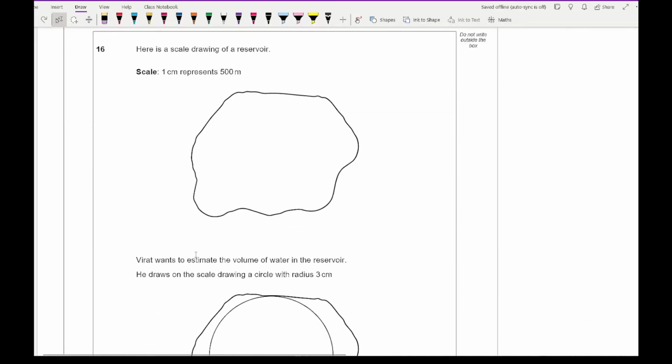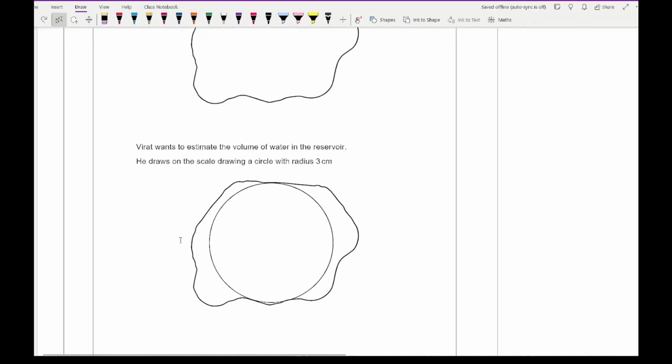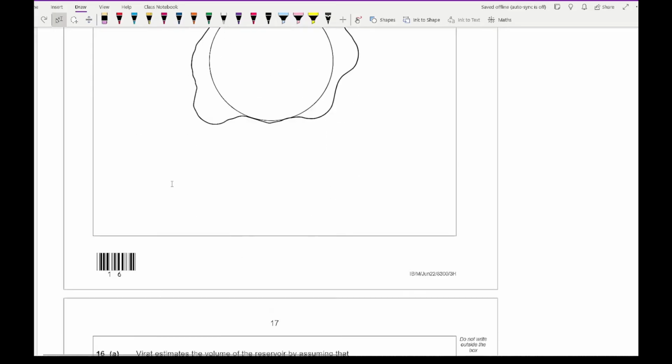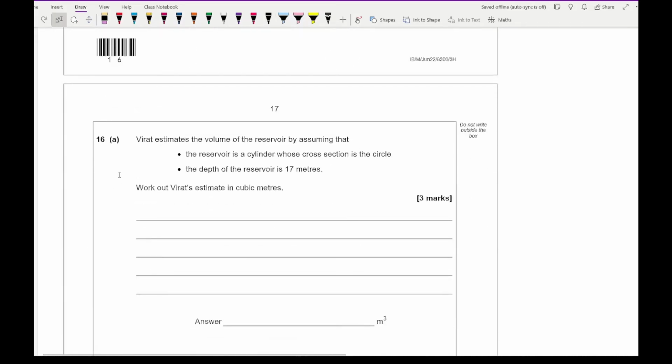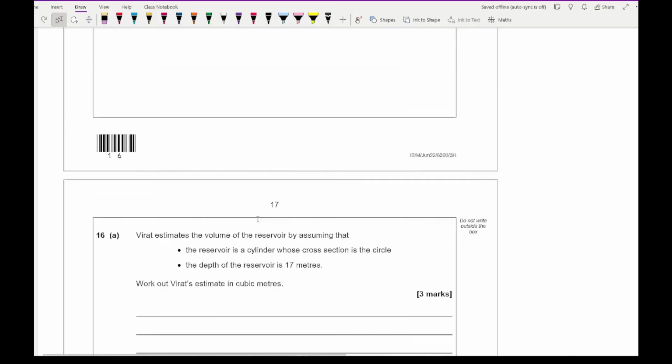Moving on to question 16, it says here is a scale drawing. The scale is 1 centimetre represents 500 metres. Virat wants to estimate the volume of the water in the reservoir. He draws on the scale drawing a circle of 3 centimetres, and it says Virat estimates the volume of the reservoir by assuming that the reservoir is a cylinder whose cross-sectional area is a circle and the depth of the reservoir is 70 metres. Work out Virat's estimate in cubic metres.